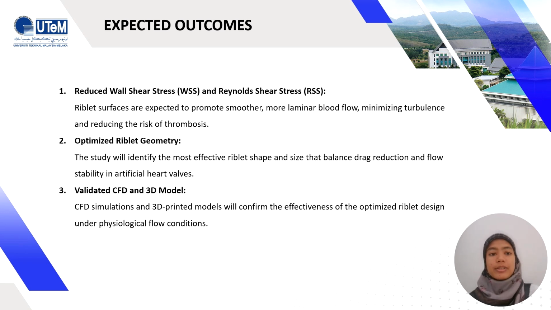As for the expected outcomes, first, reduced wall shear stress and Reynolds shear stress, leading to smoother, more laminar blood flow and reduced thrombosis risk. Second, identification of an optimized riblet geometry that balances drag reduction and stable flow. Third, a validated CFD and 3D printed model that can be used for future experimental studies. Overall, this project aims to contribute to the development of next generation heart valves that can resist thrombosis risk.